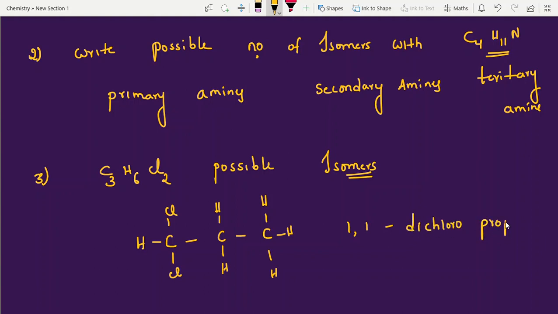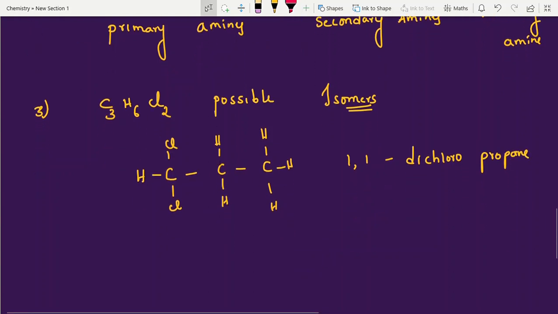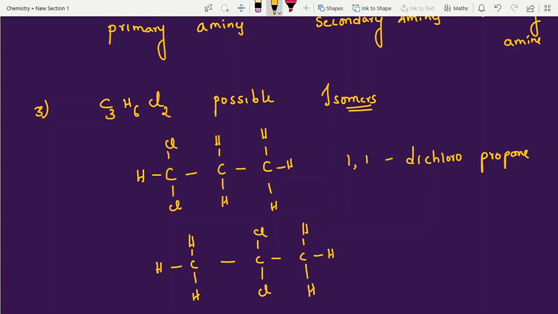This is what we call 1,1-dichloropropane. Right? Okay. Next possibility. Can you write with 2, 2? Easy way. See, carbon, carbon, carbon. First you can write this is a methyl group only. This is also a methyl group only. 6 hydrogens, and the remaining 2 chlorines here. That's it. Right? What is this one's name? 2,2-dichloropropane. This is the next isomer.